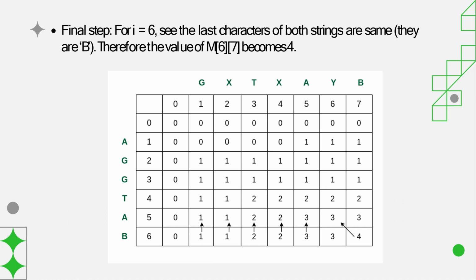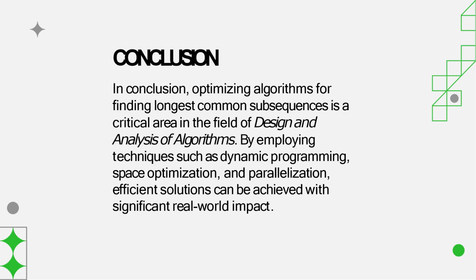BA is not matched. 3 is the maximum number. BY is not matched. 3 is the maximum number. We take the priority from the column. B matched. As we know, if it matches, we need to add plus 1 with the diagonal number. So 3 plus 1 is 4. We completed the table. That is how we find the longest common subsequence using tabulation.